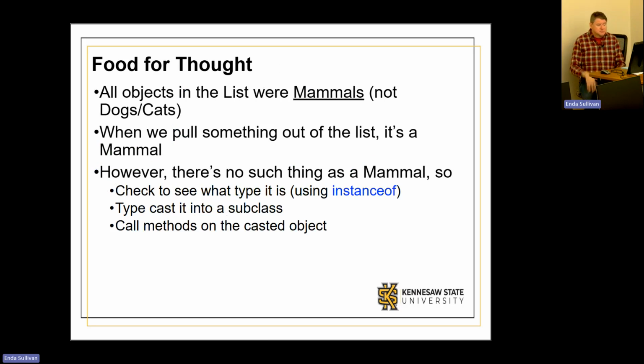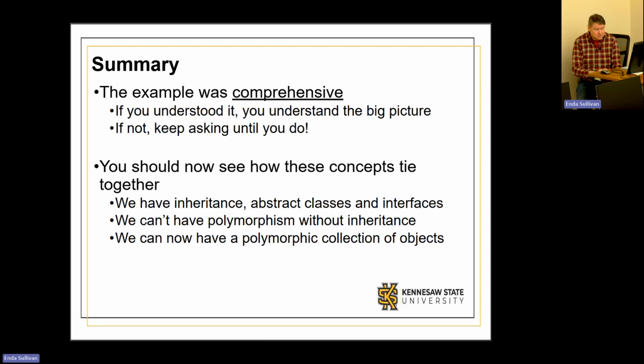All right, so all of the objects in the list were mammals. They're not cats or dogs, even though I'm putting cats and dogs in there. When you pull something out, it's a mammal. So I'm able to use instance of to say, well, is this particular mammal really a cat or is it really a dog? That's what instance of does. It's a really cool little feature that you have there. And then I'm able to call methods on them after casting.